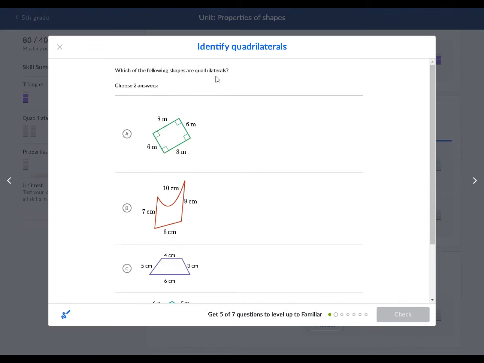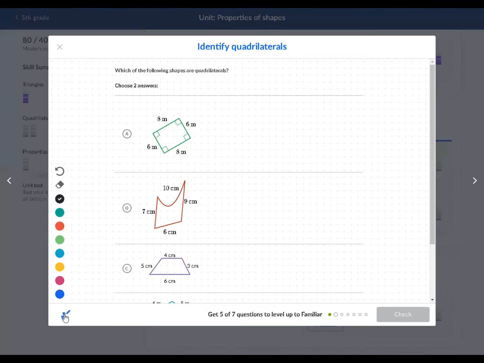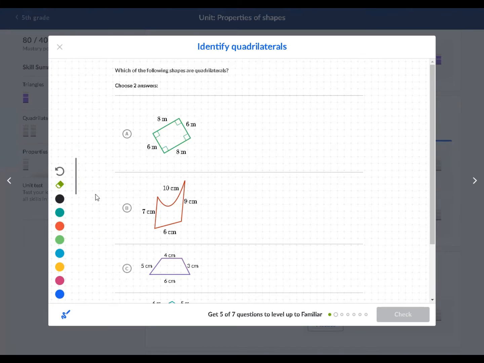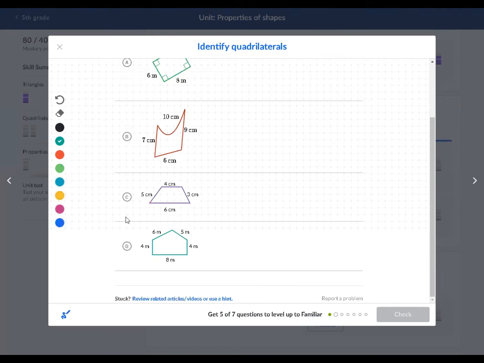Which of the following shapes are quadrilaterals? Quadrilateral just means a polygon which has four sides, and we don't care how big its angles are or what it is called. So this is also a quadrilateral, and no, not that one. Yeah, we don't care how it looks, as long as it has four sides and none of those sides are curved, then that's a quadrilateral.